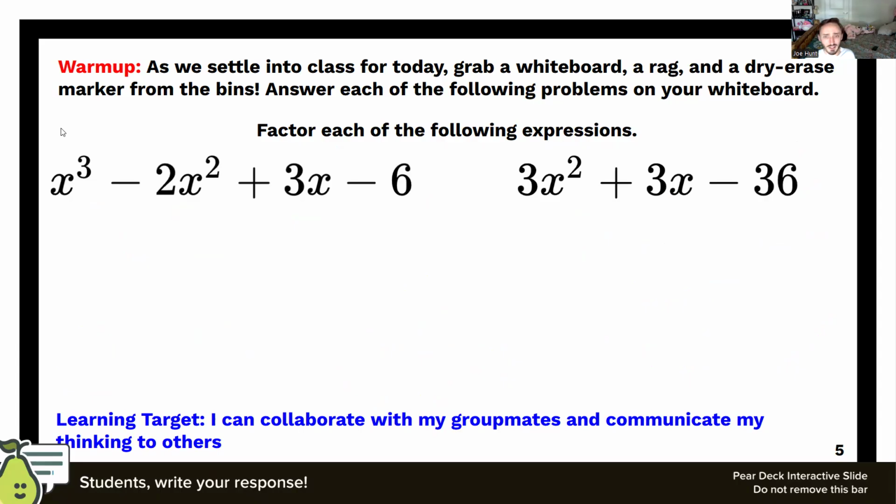I want you to pause the video with your group mates here and maybe try these for a few minutes. You'll notice that this guy on the left has 4 terms, so maybe a different kind of approach that we'll take there with factor by grouping. This guy on the right, still 3 terms, so probably an AC method problem. Go ahead and run these real quick. Pause the video, and when you're ready, come on back in a few minutes or so, and we'll pull it together.